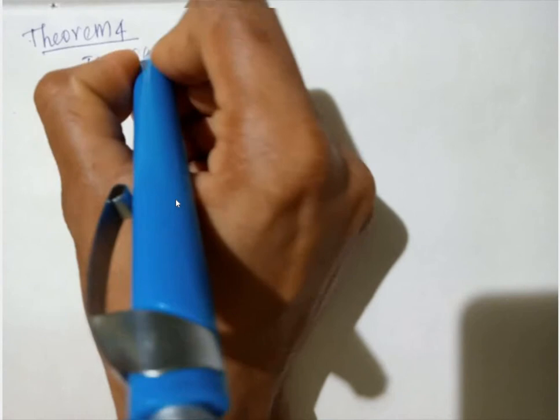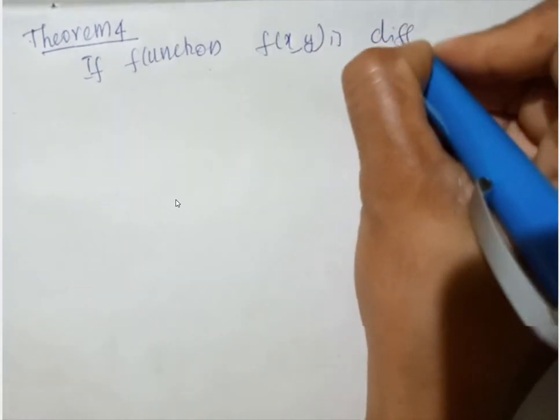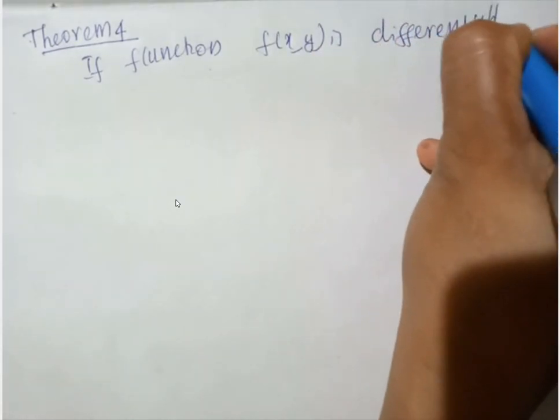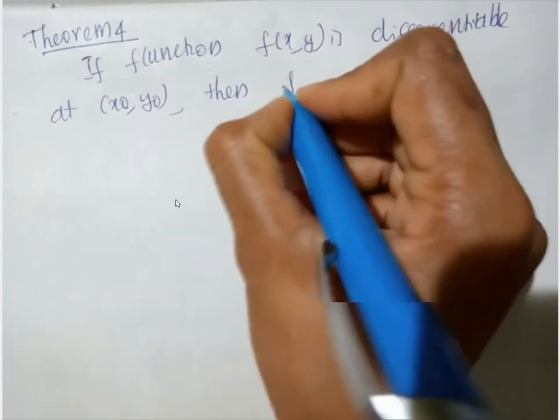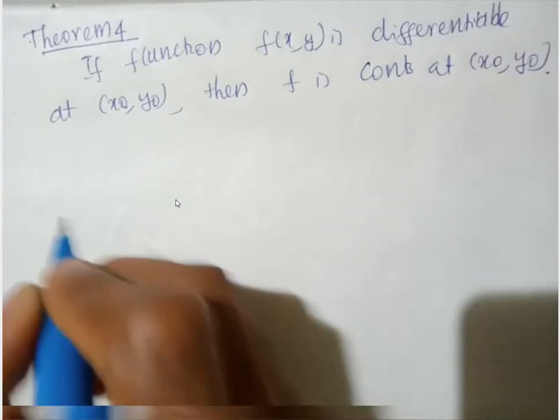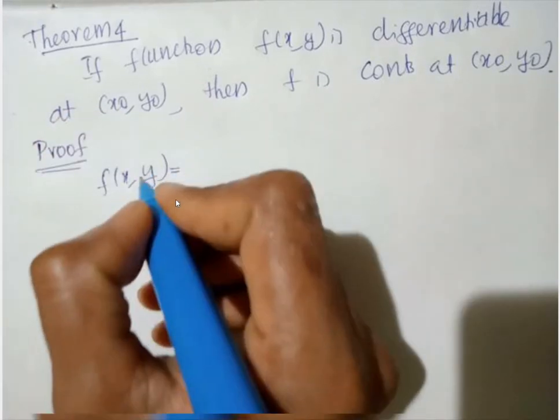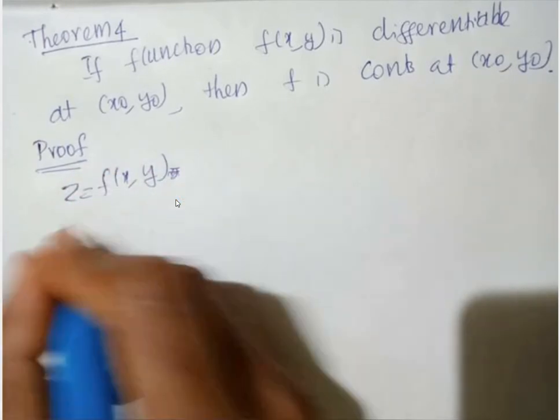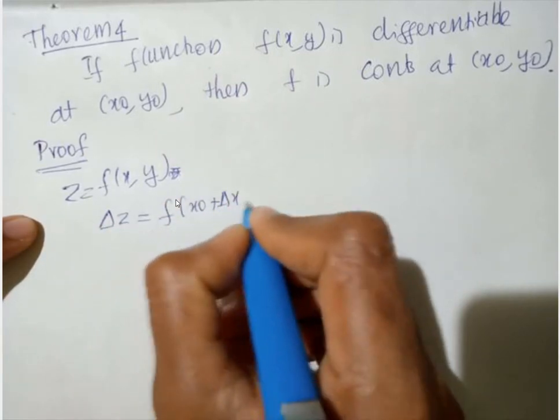One more theorem, theorem 4, a very important theorem. If a function f(x,y) is differentiable at (x0, y0), then f is continuous at (x0, y0). How will you prove this? Write this as: here z is equal to f(x,y), and we know delta z is equal to f(x0 plus delta x, y0 plus delta y).